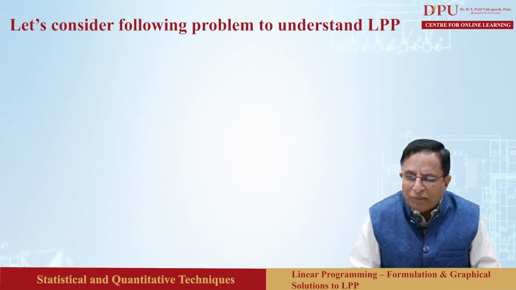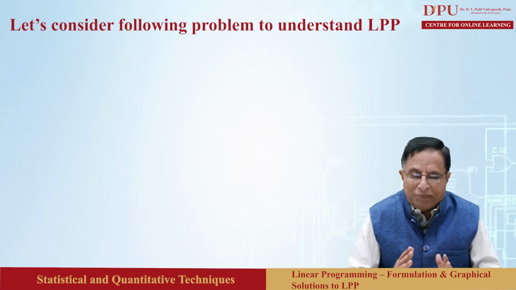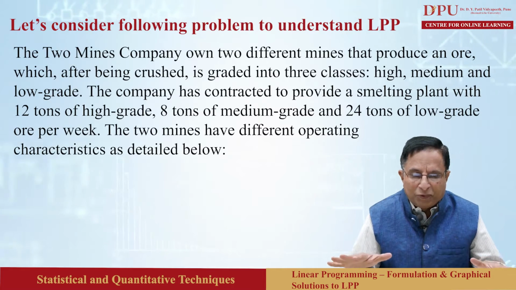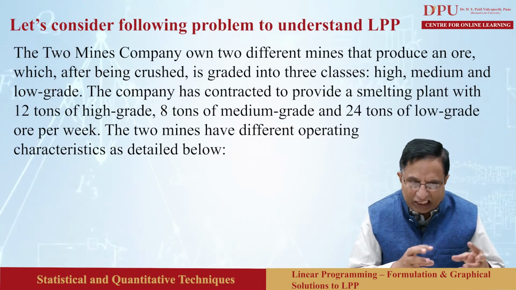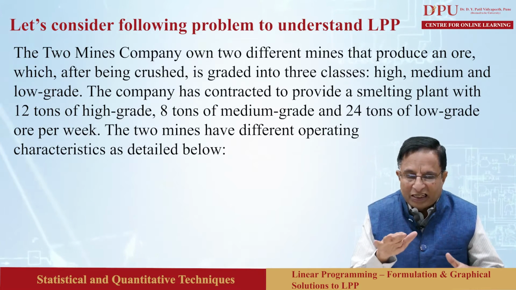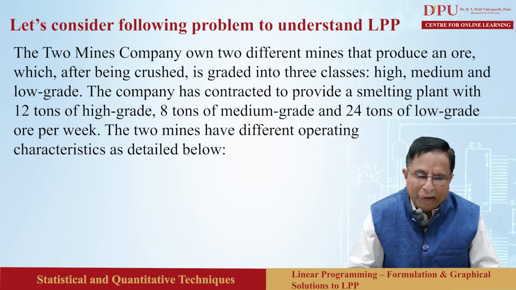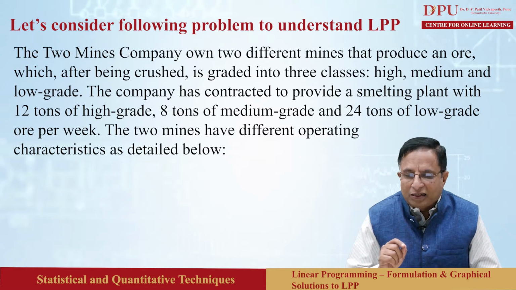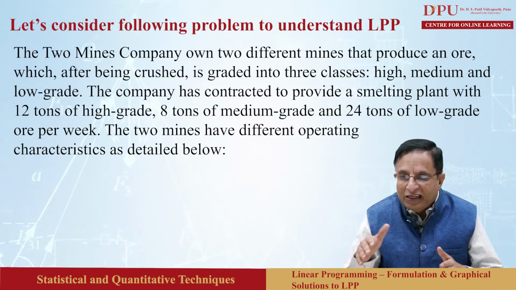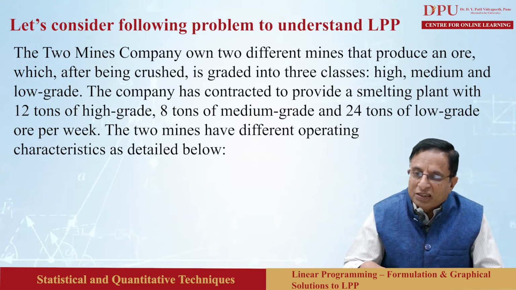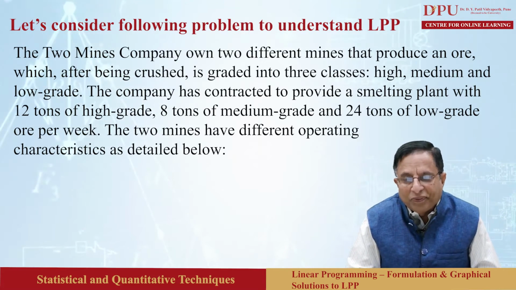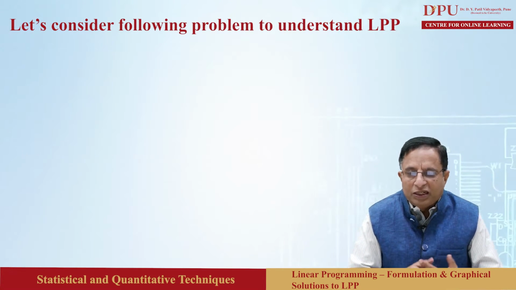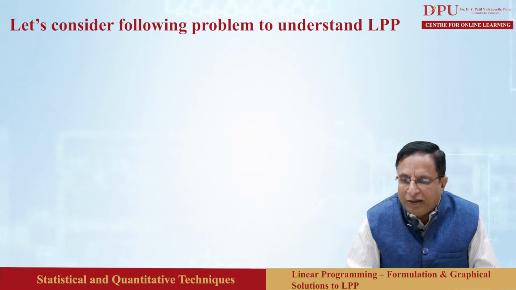Let us consider the following problem to understand what is LPP. Two mines company own two different mines that produce an ore which, after being crushed, is graded into three classes: high, medium, low grade. The company has contracted to provide a smelting plant with 12 tons of high grade, 8 tons of medium grade and 24 tons of low grade ore per week. The two mines have different operating characteristics as detailed below. So let us make it in the form of Table 8.1.